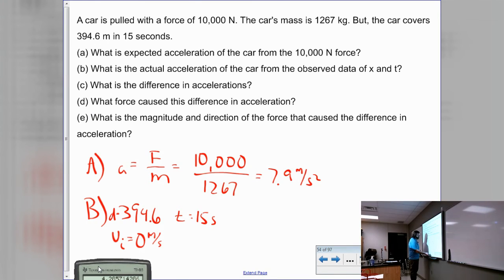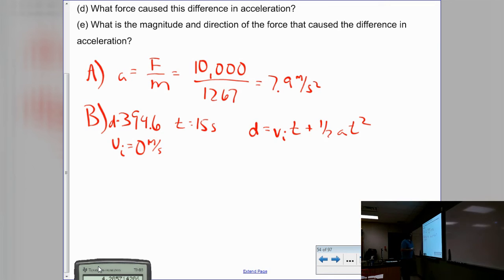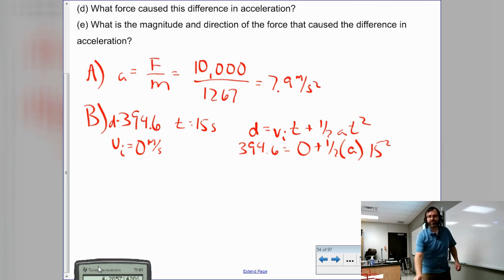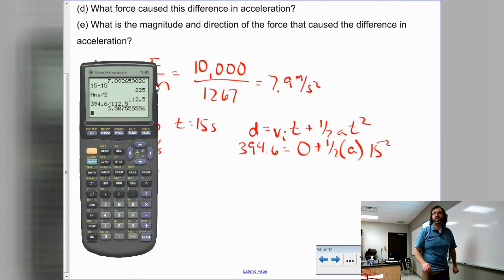So if that's the case, then we can use an equation: the distance covered equals initial velocity times time plus half a t squared. We have the displacement of the car, the initial velocity, and the time, so we can definitely do that. 394.6 meters equals 0, which cancels out, plus half the acceleration, which we don't know, times the time of 15 squared. So 15 times 15 is 225. We're going to do half of that, 112.5, and then 394.6 divided by 112.5 gives us an acceleration of 3.5.